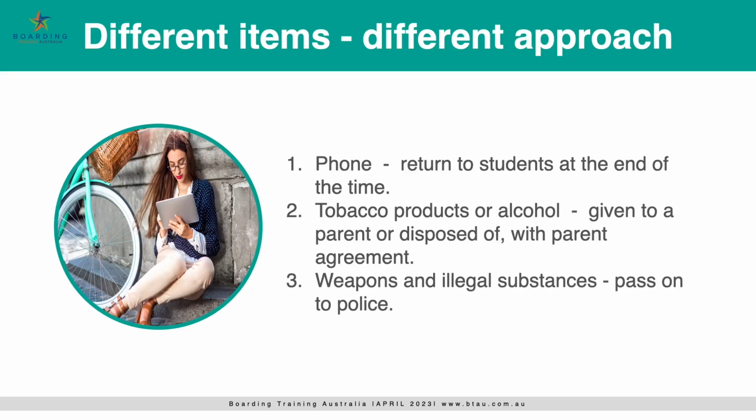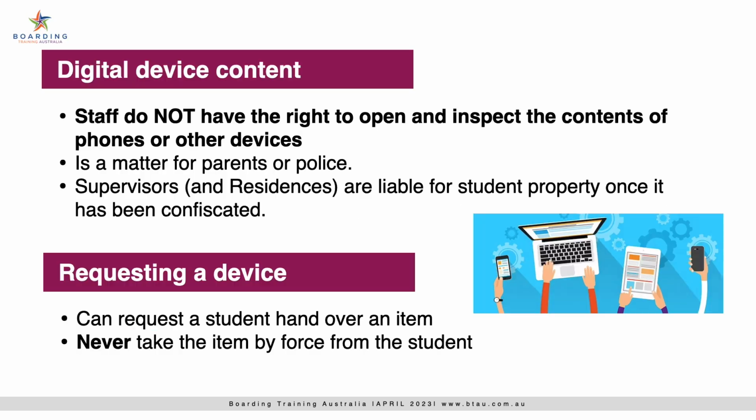There's different processes for different items, of course. A phone, for example, you would return to the student at the end of the period from when it was confiscated. Tobacco products or alcohol are disposed of or given to parents. Weapons or illegal substances are usually passed on to the police.